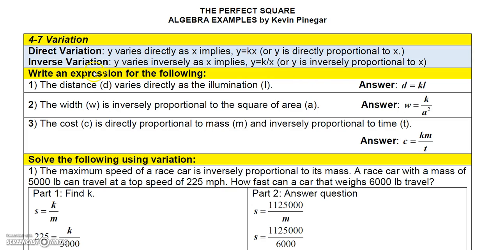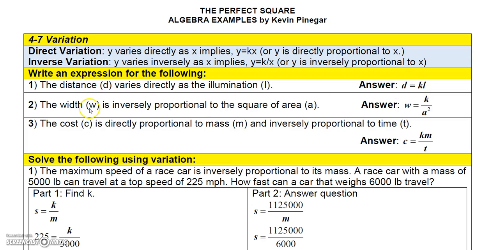Okay, so let me start you out with writing some expressions here to represent the following. The distance d varies directly as the illumination L. Well, since d varies directly as L, if we go up here we see direct variation would require that d would equal a constant times L. So we have d equals a constant times L.